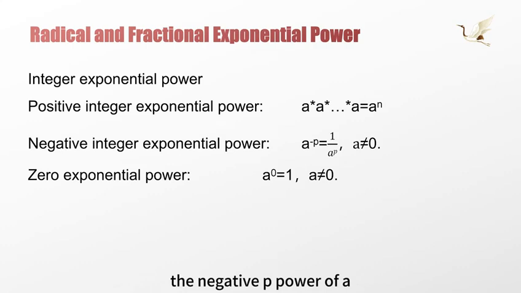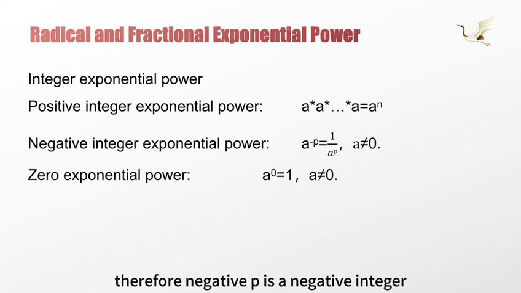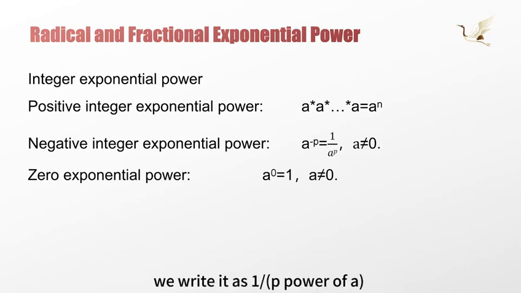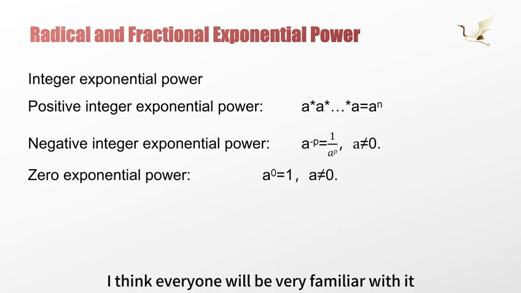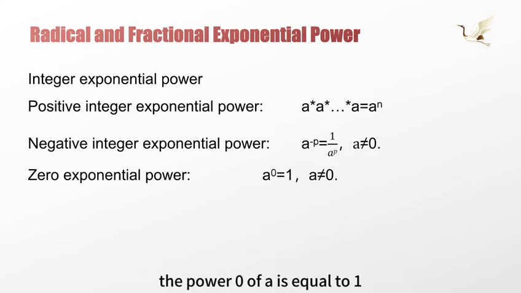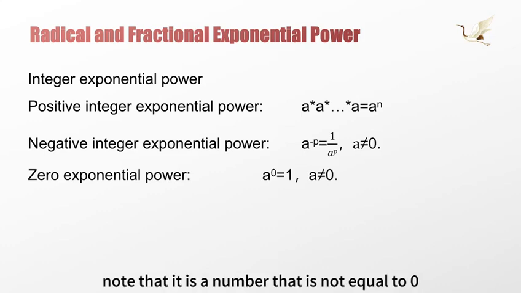We also learned about negative integer exponential powers. The negative p power of a, where p is a positive integer and therefore negative p is a negative integer, we write as 1 over the p power of a. So, regarding the power of 0 exponent, I think everyone will be very familiar with it. The power 0 of a is equal to 1. Note that a is a number that is not equal to 0.